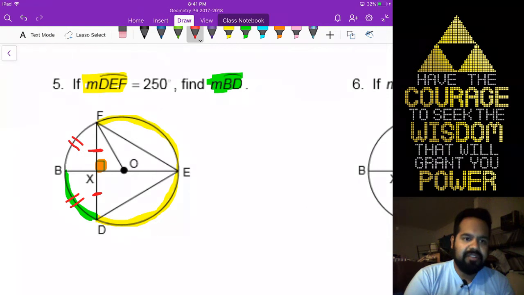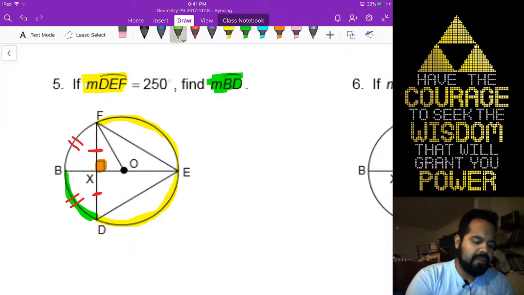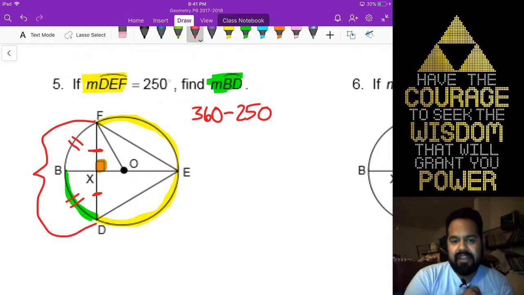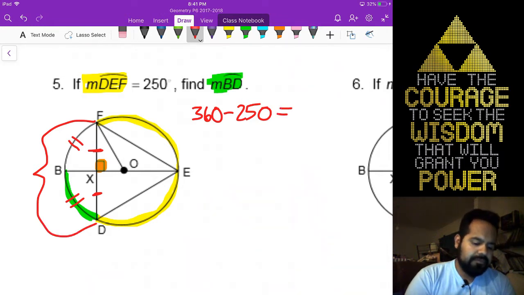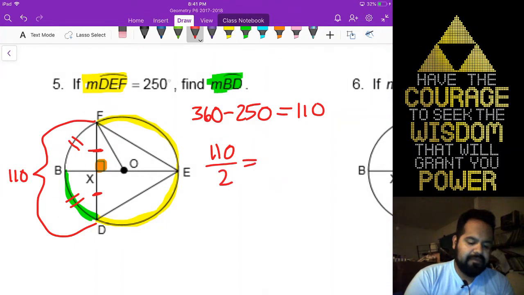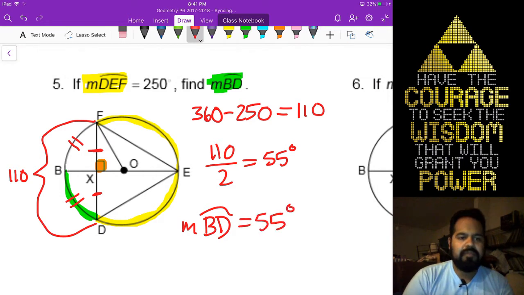Well, if the entire circle is 360 degrees, I'm going to need to take 360 minus 250 in order to find this arc right here. So what is that, 110 degrees? But since we said those two halves were congruent, we're going to take 110, split it in half, to get our 55 degrees. So that'll be the measure of BD. Boom.